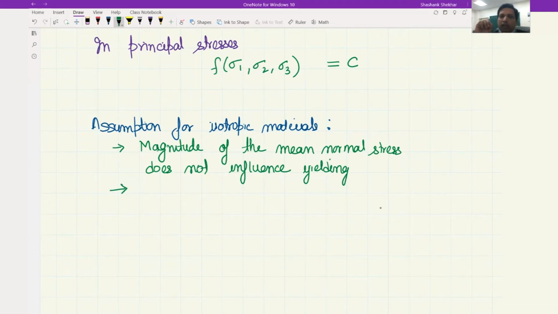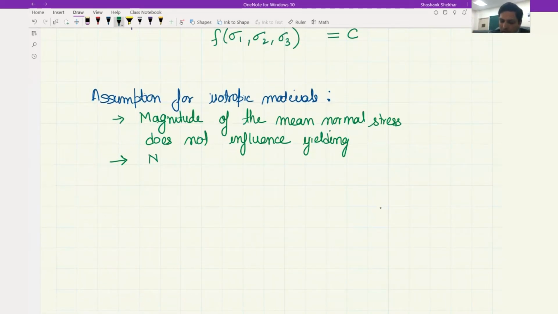And if you take the stress tensor, then what it means is that you can take away the sigma m, which is sigma xx plus sigma yy plus sigma zz by 3, from the stress tensor, and the quantity that is left behind would still define the same yield criterion or the yield strength of the material.